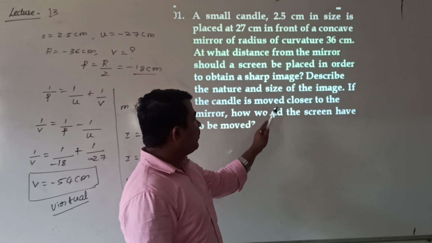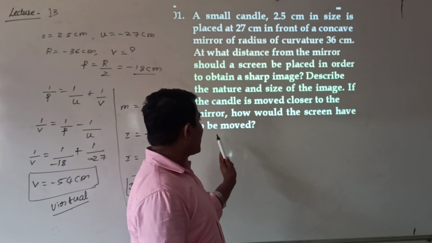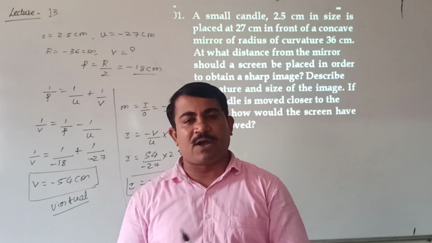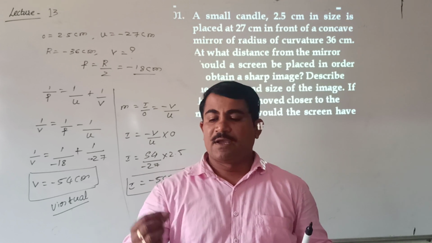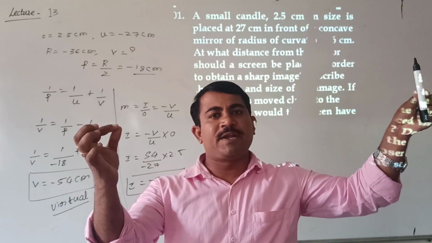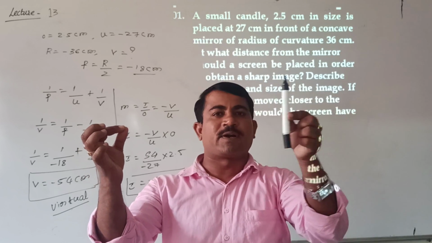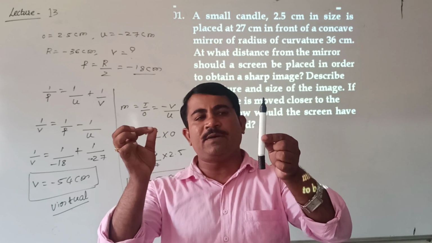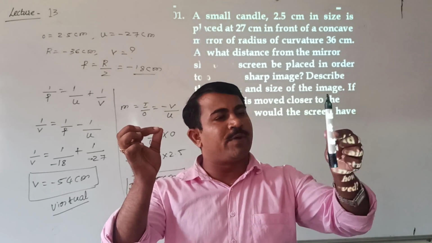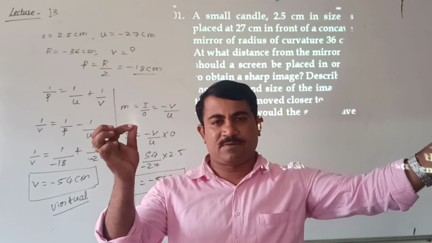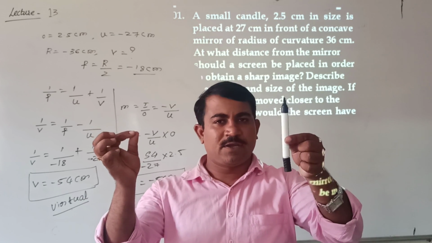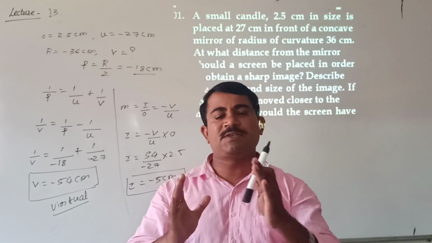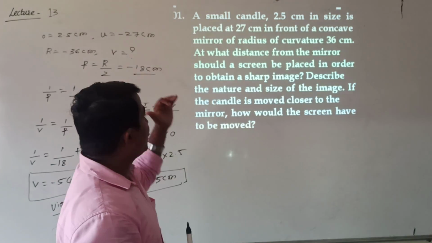If the candle is moved closer to the mirror, how would the screen have to be moved? I mean, when the object moves towards the mirror, how does the nature of the image change? If the needle or object is moving towards the mirror, the size of the image is bigger. If the object is moving away from the mirror, the size of the image is smaller. This is the solution of this numerical.